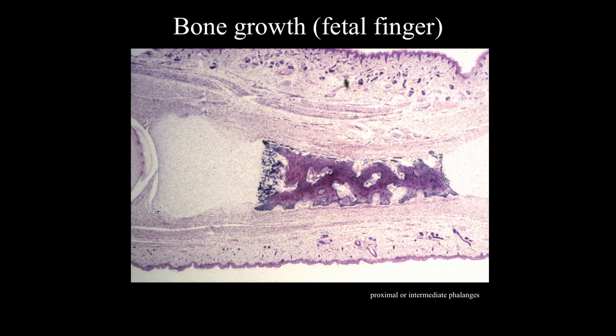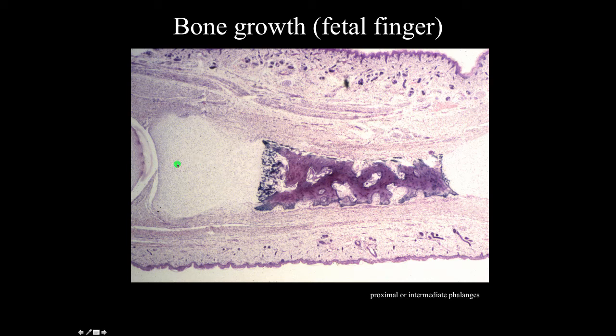So this is showing bone growth probably in a proximal or intermediate phalange in a fetus, and actually this is a section of the whole finger as a longitudinal profile. You can actually see the stratified squamous epithelium on the surface. You can see some of the dermis. You can see probably glands in the dermis, but here's the bone itself, and here's the cartilage model. This cartilage is going to be converting to bone during endochondral ossification.